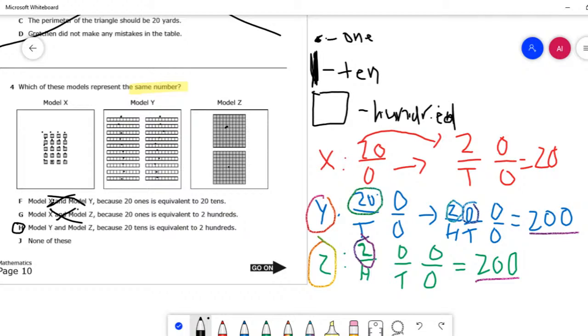And answer choice J just says none of these, which we already proved is not the case, since model Y and model Z both have the value of 200. So we know that it is not none of these. And the answer choice must be H.